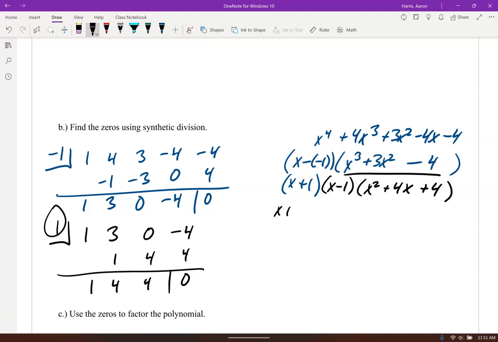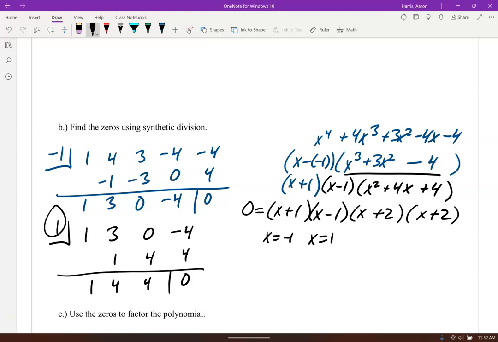Now I have a quadratic. So I have x plus 1, x minus 1. I have this quadratic that I can factor into x plus 2, x plus 2. X plus 2 squared will give us x squared plus 4x plus 4. So what are our zeros? Here's our factored form. What are our zeros? -1, 1. It looks like I have 2 of these -2. So x equals -2 with multiplicity of 2.